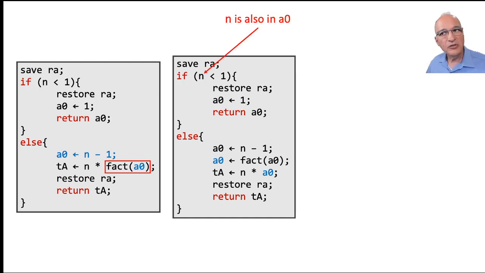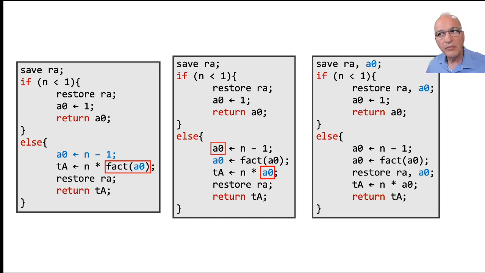But n is also in a0, because n is the argument for the function itself. And n is used in the multiplication. So I need to do something about that. What I will do is save a0 at the beginning of the function, and when I restore ra, I will also restore a0. This way, the original value of n is preserved before I change the value of a0 to do the call for factorial of n minus 1. So that has sorted that problem.